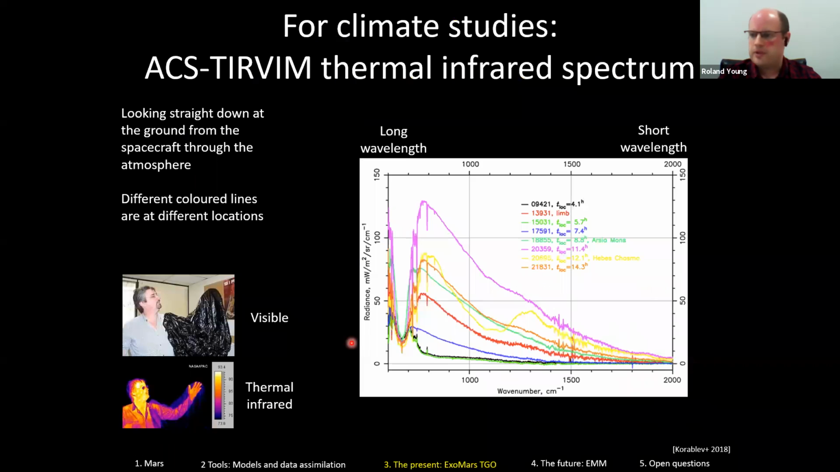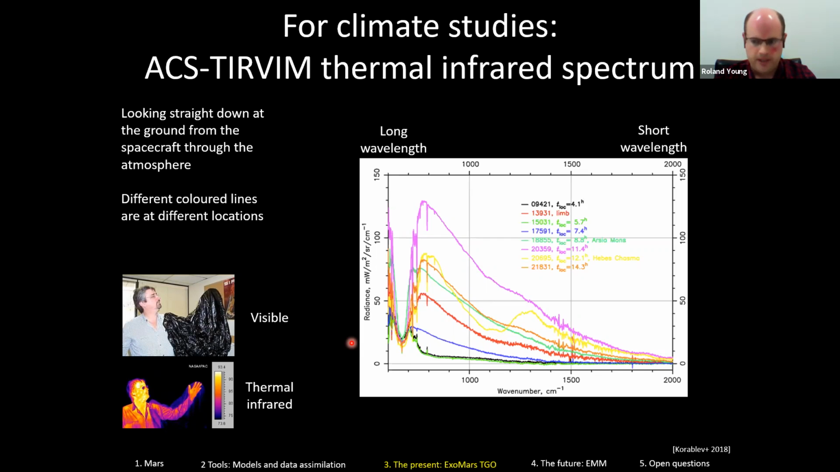So in terms of climate studies, there is an instrument that is useful for measuring the climate, and this is the instrument that I've used the data from. The instrument is called ACS-TIRVIM. ACS stands for the Atmospheric Chemistry Suite. It is an infrared instrument on board the ExoMars Trace Gas Orbiter. And TIRVIM means a thermal infrared channel, which is a long infrared wavelength channel.